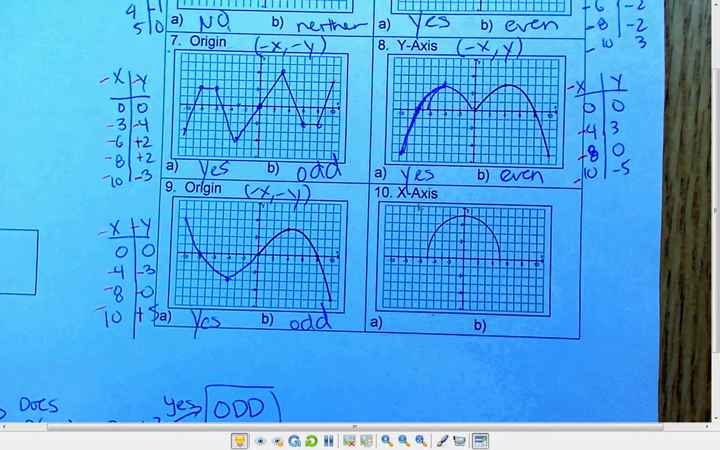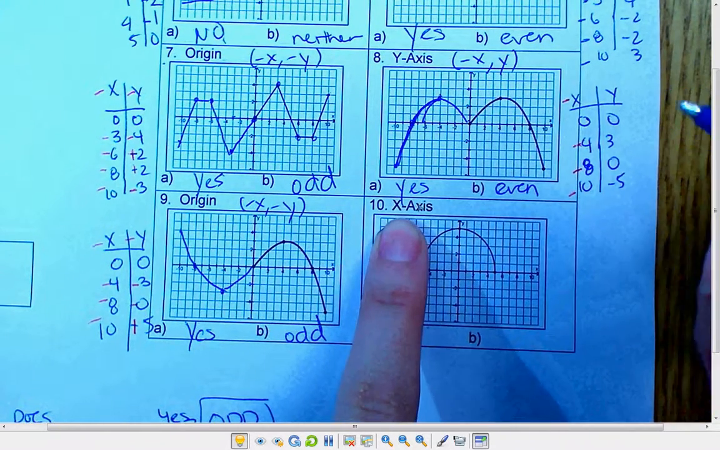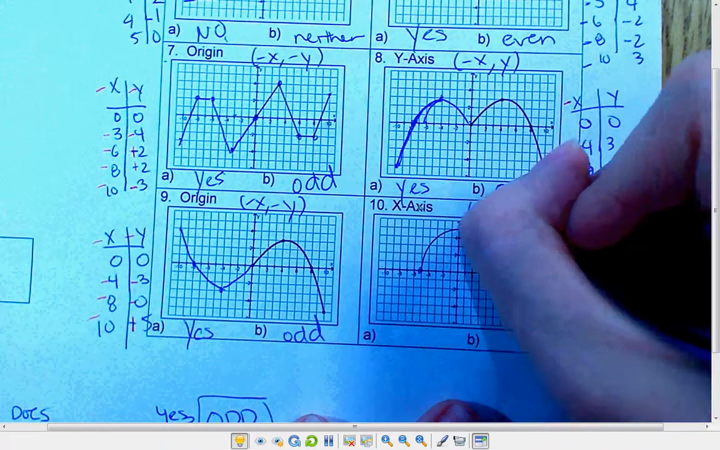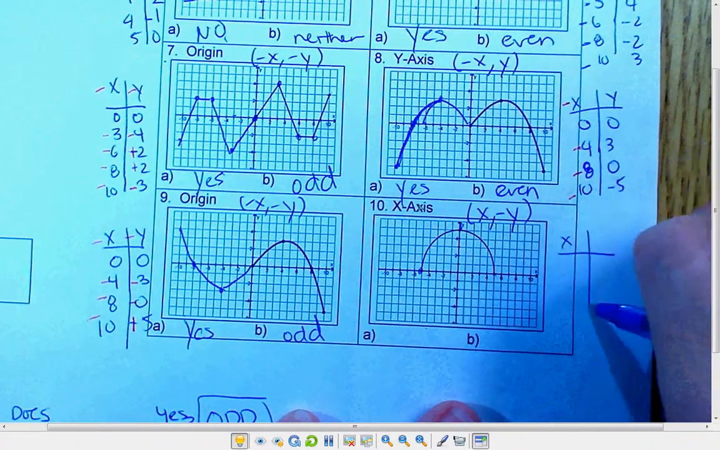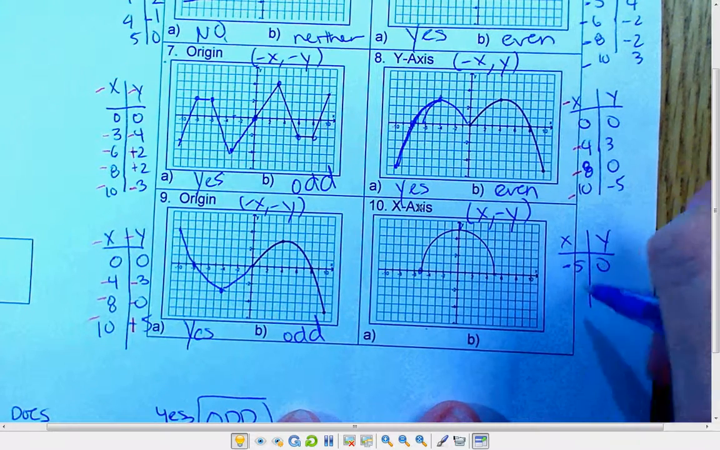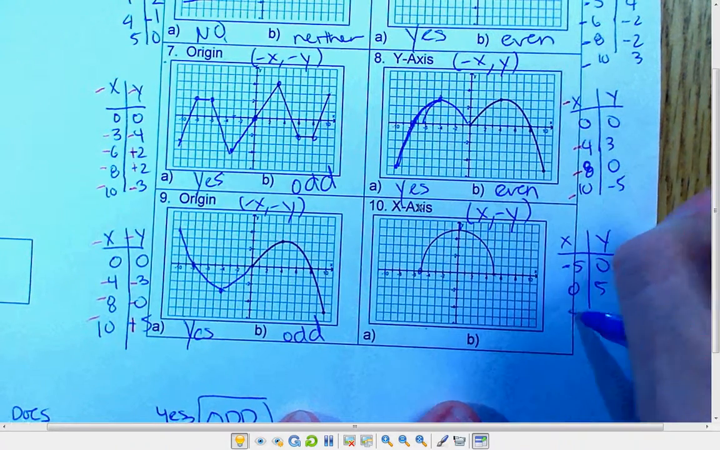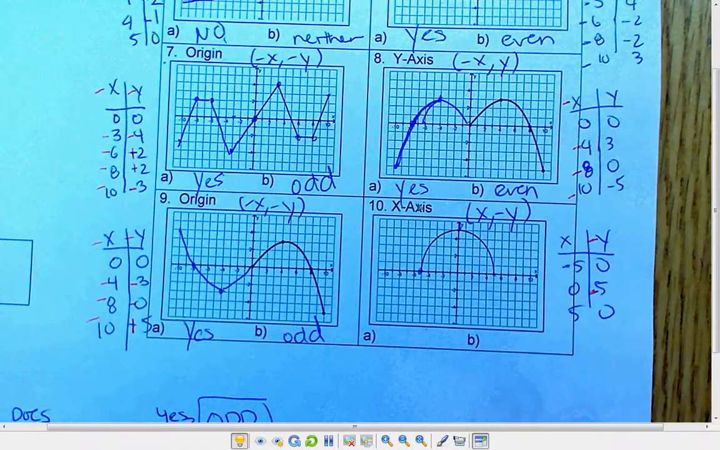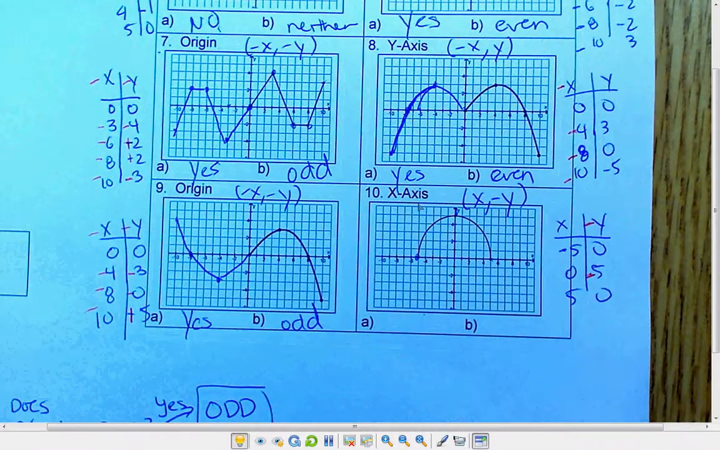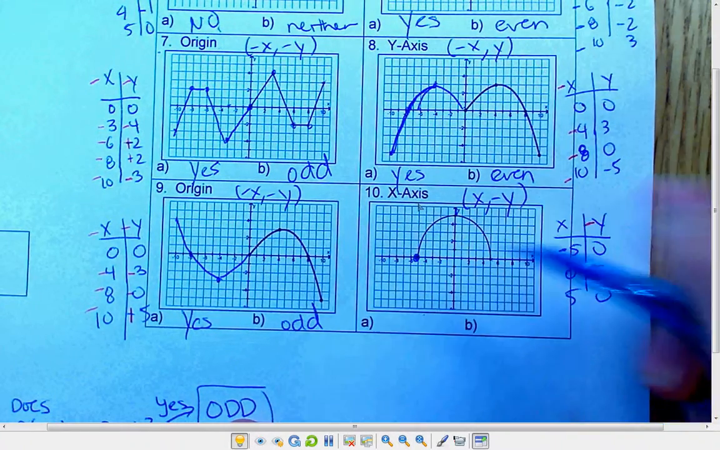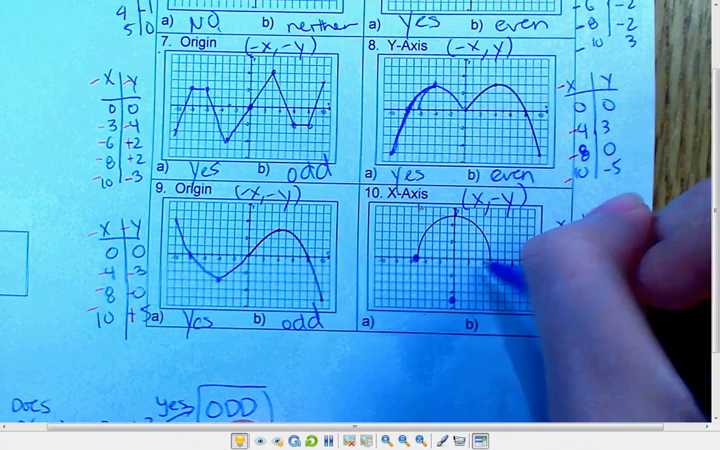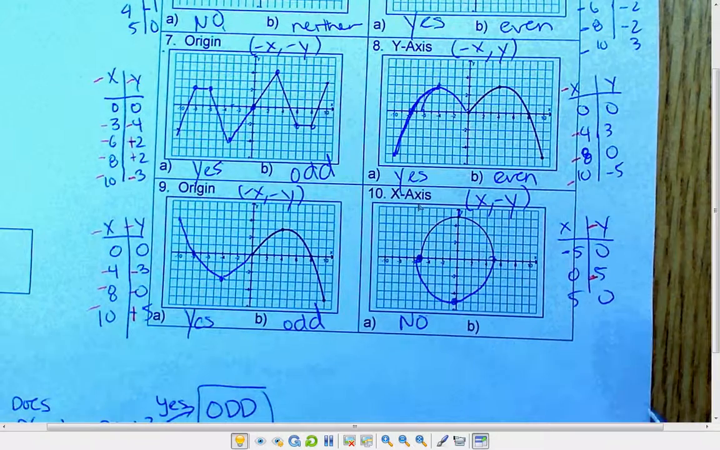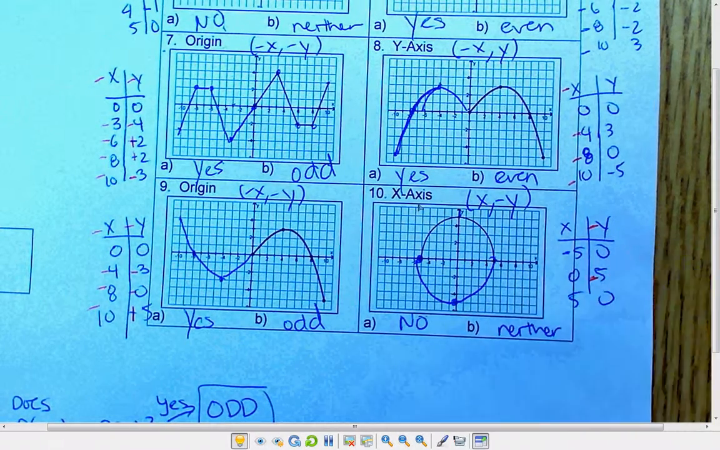And our very last problem here, now we're flipping it across the x-axis. So we're changing our y. Let's just pick 3 points here. We have -5, 0, 0, 5, and 5, 0. And if we change only our y's, this 5 becomes a -5. So we're plotting -5, 0, which is right here, 0, -5, 5, 0. So I'm just connecting it around here. And no, this one's not a function. It doesn't pass the vertical line test. And so it's neither odd nor even.